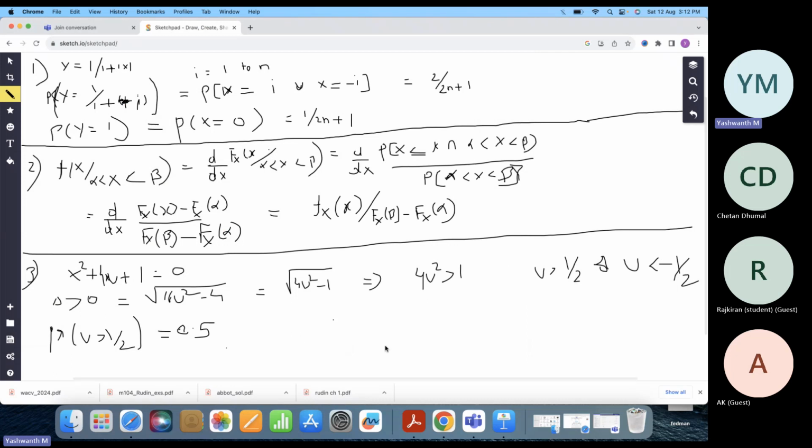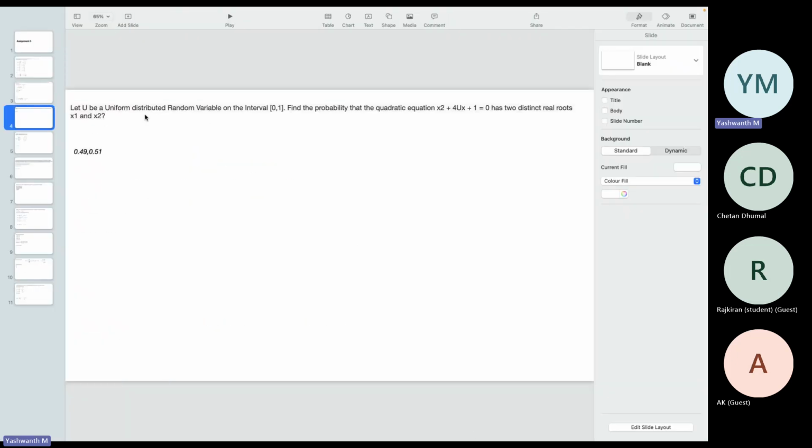Okay, so let's go to the third problem. Basically, you are given a uniform random variable distributed from 0 to 1, and you are given a quadratic equation x square plus 4ux plus 1 equal to 0, which has two distinct real roots x1 and x2. This is important. It has two distinct real roots x1 and x2. So what is the answer? I mean, how do you proceed with this problem?